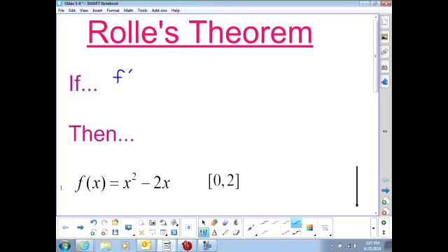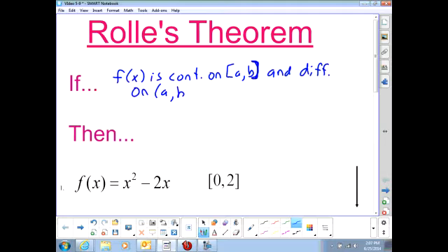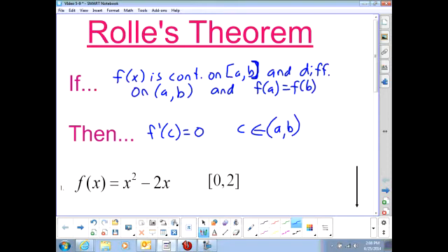We've got, if f of x is continuous on the closed interval AB, and differentiable on the open interval AB, and f of A is equal to f of B, so that's saying the y values of the endpoints are the same, then we can conclude that f prime of C is going to equal 0, given C is somewhere in the open interval AB. Okay, remember that little symbol just means contained in. C is contained in the open interval AB.